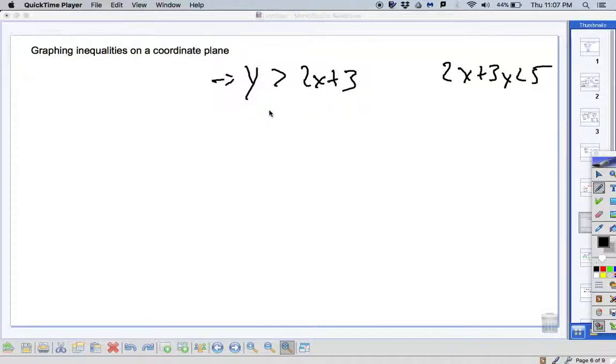In both cases, what you do first is you graph the line. So you're going to ignore the inequality symbol right here, and you're going to graph the line y equals 2x plus 3. And over here you'd graph the line 2x plus 3y is equal to 5. Okay? So just go ahead and graph the line as you normally do. Over here, this is slope-intercept form. So we know that the intercept is 3 and the slope is 2, and we're going to use that.